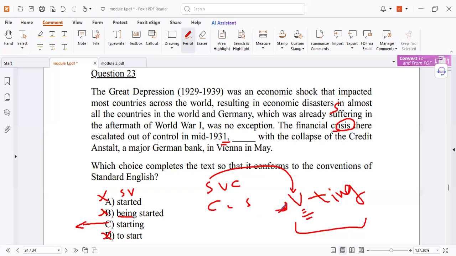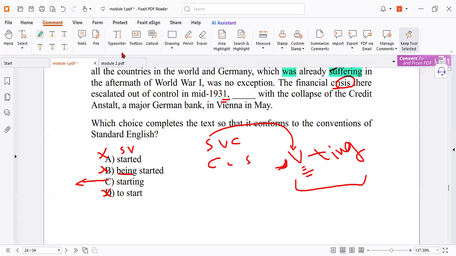So this structure is most common in exams. Look, it's the same as that. Look: complete sentence, comma, plus -ing. That's fine. But here it's a verb, a past continuous verb. But here, comma, plus -ing. What or who resulted in economic disasters? The subject. Where is the subject? The impacted most countries across the countries. So that means all the action leads to economic disaster.